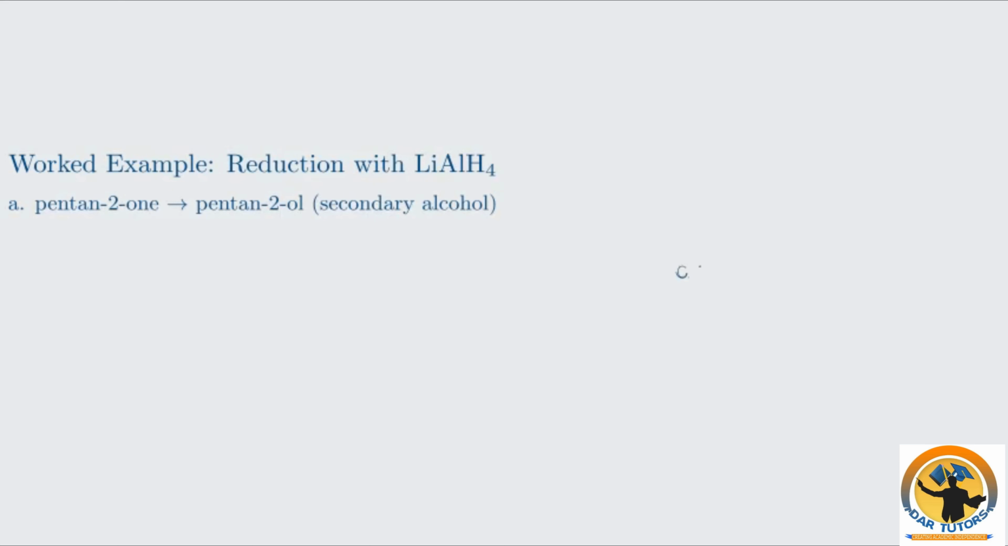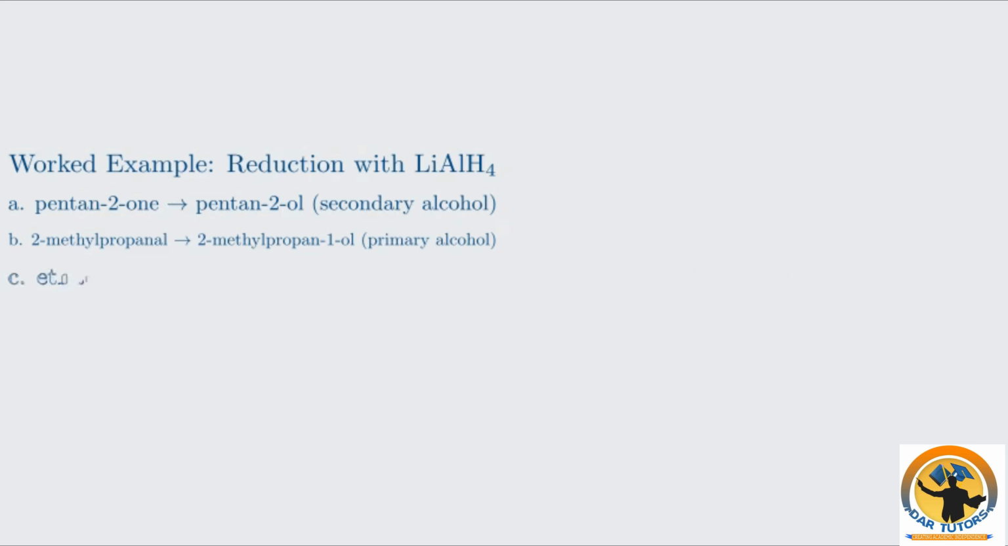Part A is pentan-2-one. This is a ketone. Remember, ketones reduce to secondary alcohols, so pentan-2-one becomes pentan-2-ol. Part B is 2-methylpropanal. This is an aldehyde. Aldehydes are reduced to primary alcohols. The product will be 2-methylpropan-1-ol. The aldehyde functional group at the end of the chain becomes a primary alcohol.